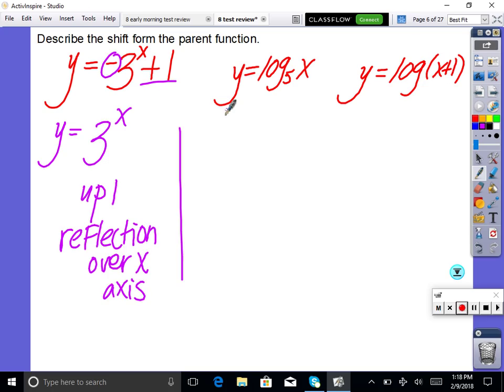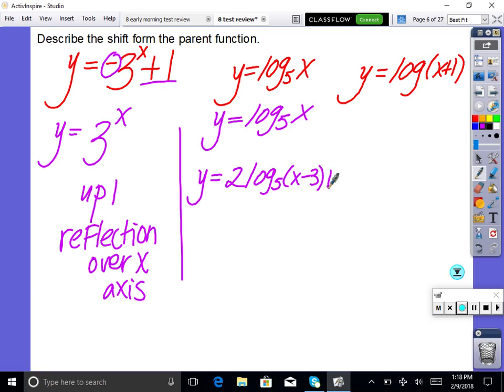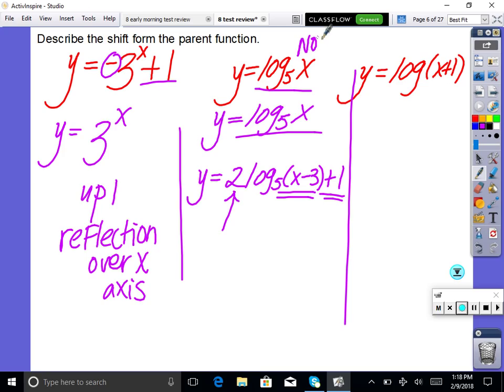Over here, this is actually our parent function, log to the base 5 of x. So there's no shift left and right, no shift up and down, no stretch or compression. If we had this, y is equal to, for example, 2 log to the base 5 of x minus 3 plus 1, let's say we have that, then we could say, this is our parent function, we went right 3, up 1, stretch of 2. But notice, no shifts. None.